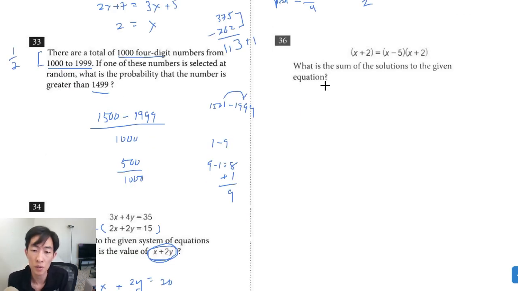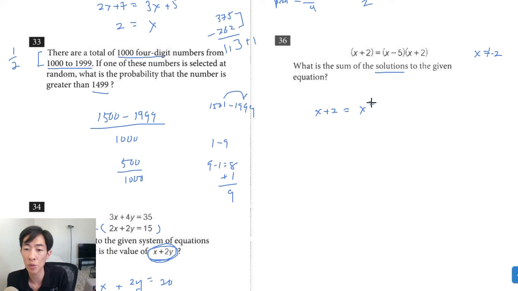Question 36, what is the sum of these solutions? Maybe similar to the other problem. Here, I think the temptation is to divide both sides by x plus 2, but you don't want to do that, because if you divide both sides by x plus 2, you're assuming that x is not equal to negative 2, because when x is equal to negative 2, then you're dividing by 0, and most likely that's actually one of the solutions in the problem. So I'd recommend just multiply this out and see what we get.